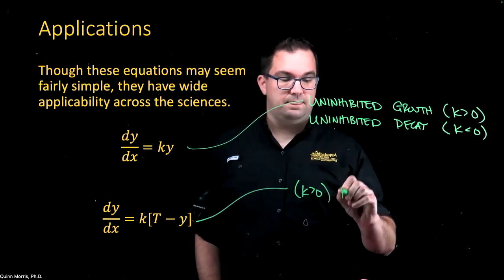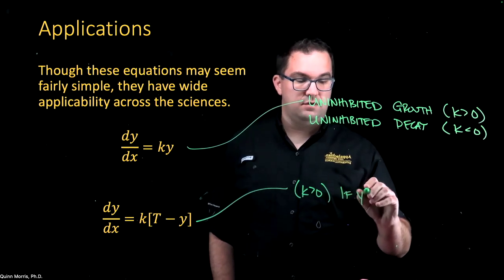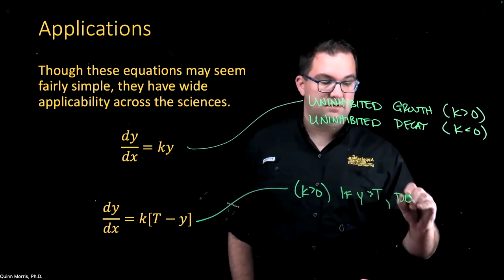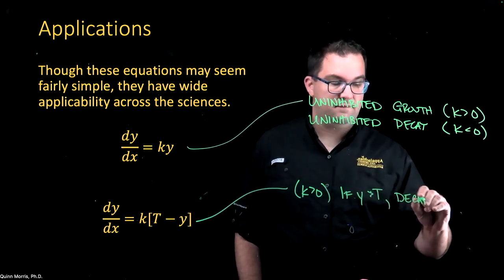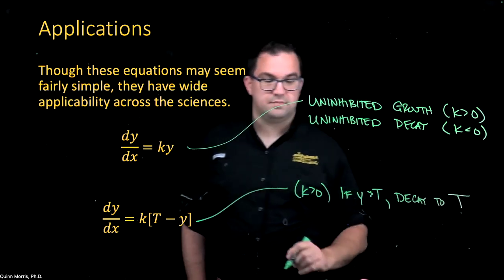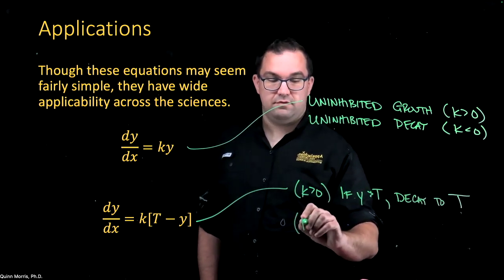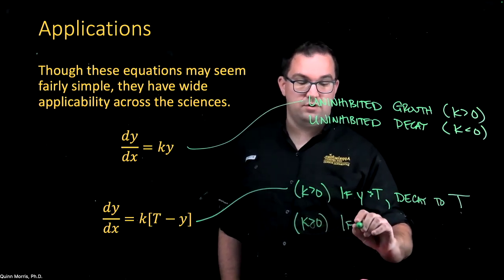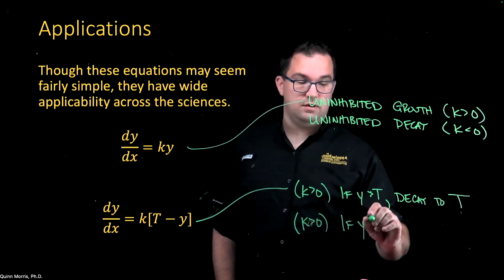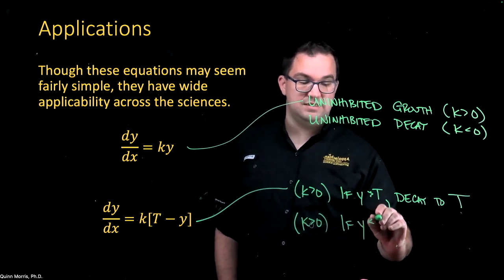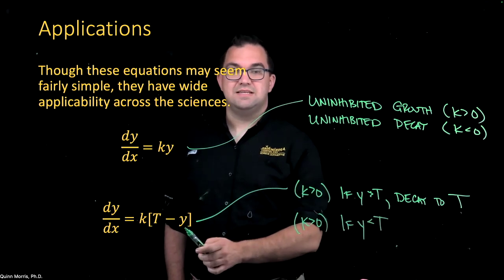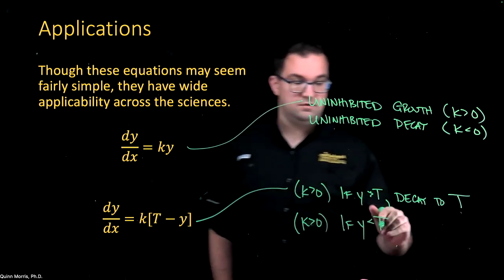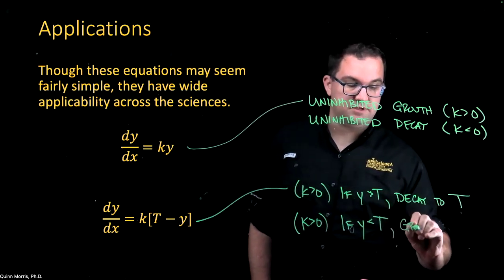So if Y is bigger than T, we'll get decay to T. Again, assuming K is greater than 0, if I start with Y less than T, then this will be positive. Again, K is positive, and so I'll be increasing, but only up to T.